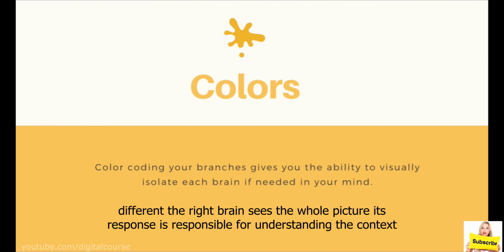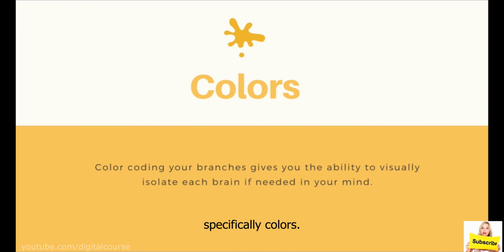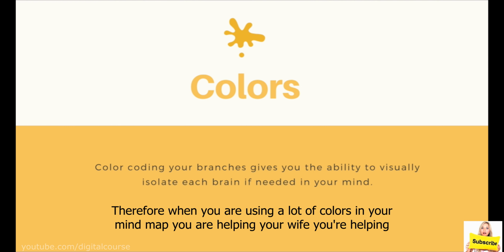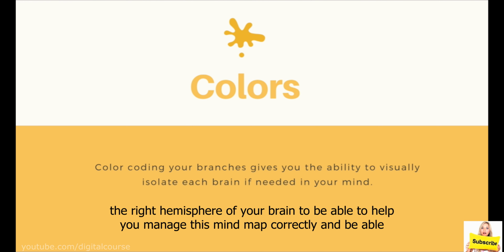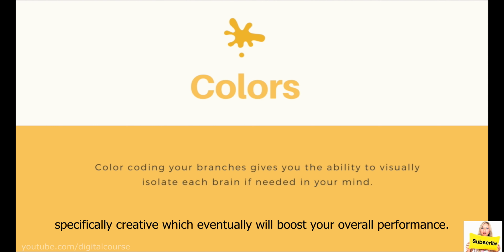The right brain sees the whole picture. It's responsible for understanding the context, which is also used in language communication and specifically coloring. It recognizes faces, places, objects, and specifically colors. Therefore, when you are using a lot of colors in your mind map, you are helping the right hemisphere of your brain to be able to help you manage this mind map correctly and be able to go through it, brainstorm it right, and be able to get way more ideas and be way more productive and specifically creative, which eventually will boost your overall performance.